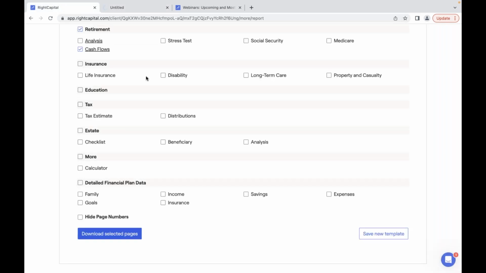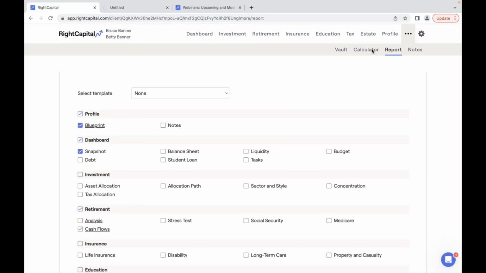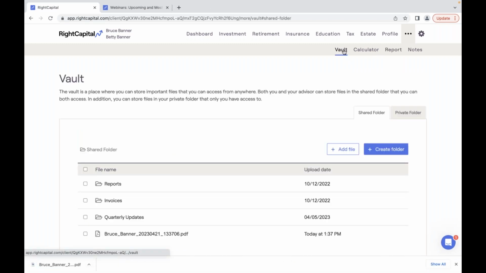And when I want to drag that to the vault for myself, I'm in Chrome browser on a Mac. And so I'm in the vault area.